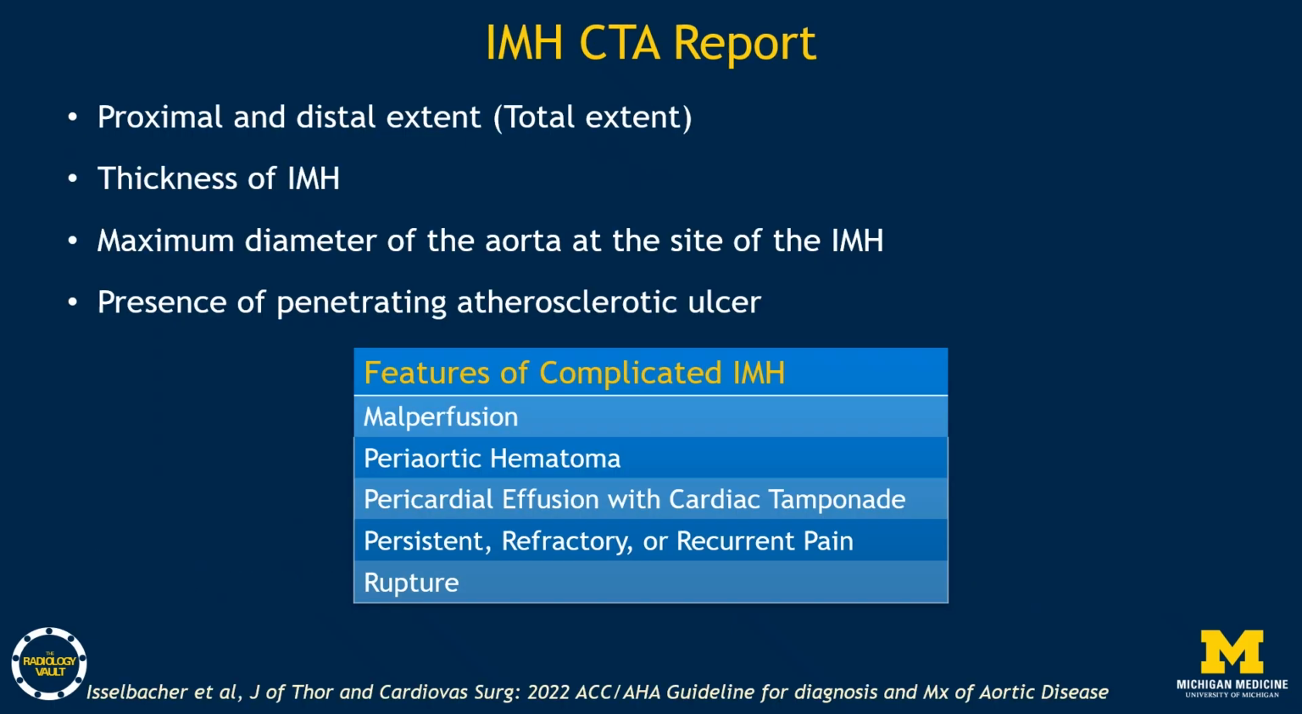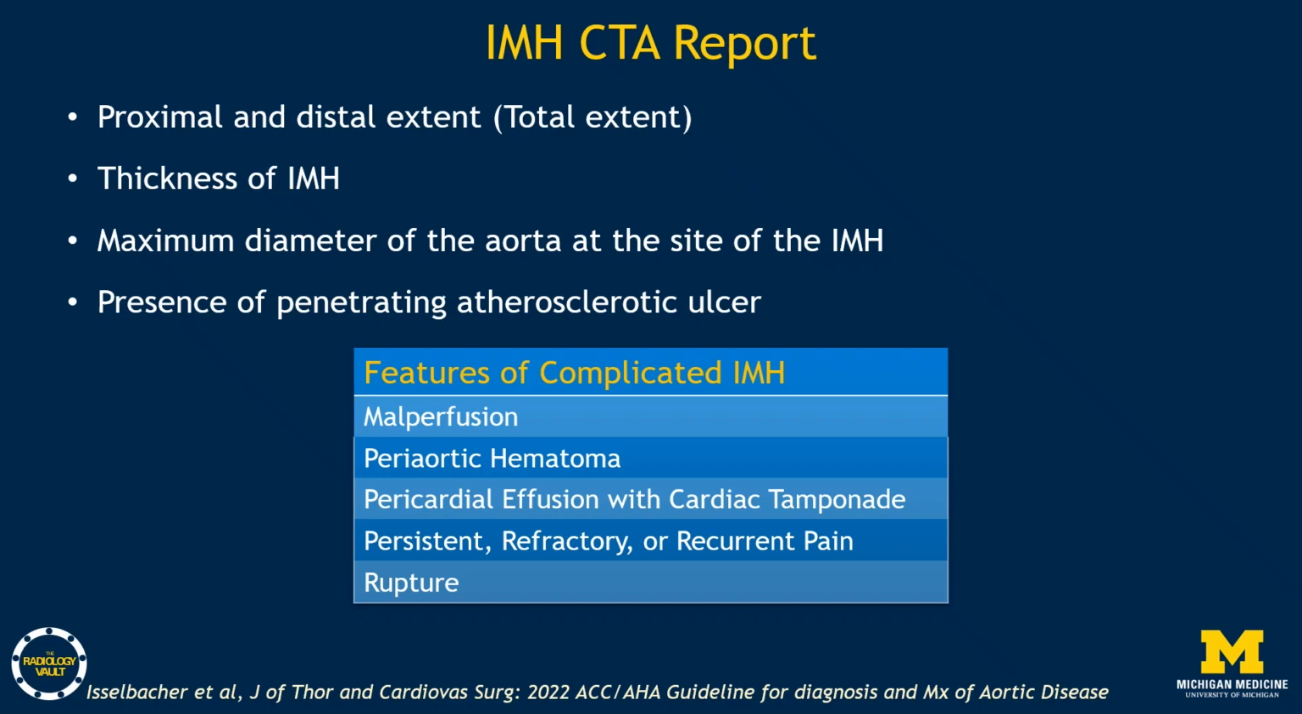What about the CTA report? What's important for us to note is: What is the total extent of the acute intramural hematoma? What is its proximal extent? What is the distal extent? Does it involve any of the branch vessels? What is the thickness of the intramural hematoma? What's the maximum diameter of the aorta at the site of the intramural hematoma? And whether there is the presence of a penetrating atherosclerotic ulcer, oftentimes associated with a limited acute intramural hematoma.